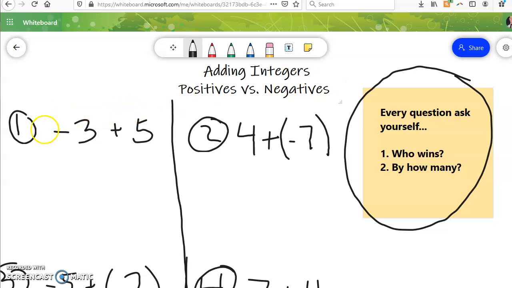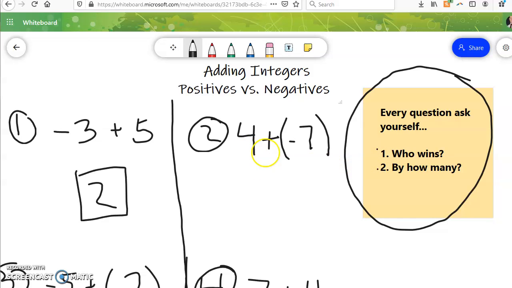So looking at this first example, it says -3 plus 5. And so the negative team scored 3 points, and the positive team scored 5 points. And so when I ask myself these questions, who wins, I say, okay, the positive team has won, and by how many? They won by 2. They scored 2 more points than the negative team. Okay, and so that's how I would come up with that answer of positive 2. I would ask myself these two questions. And I'm going to repeat that process again for the next one.